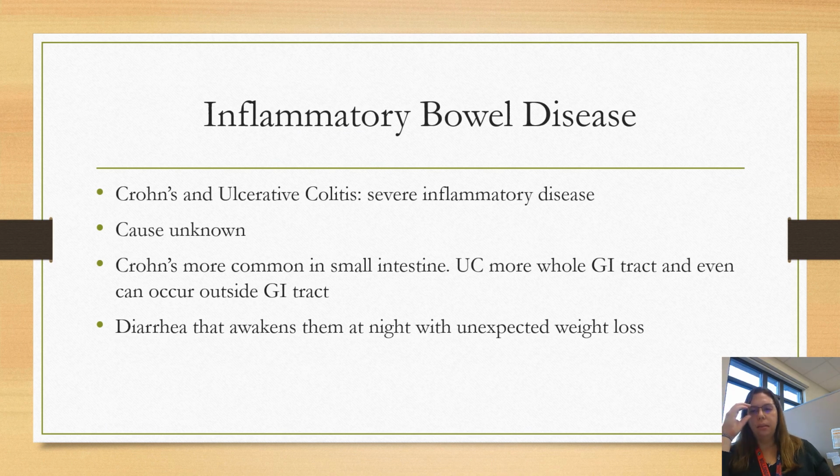Inflammatory bowel disease, alternatively, is like Crohn's or ulcerative colitis, and that's really when we do that colonoscopy for diarrhea. That's one of the big things we're trying to rule out, because it's a pretty severe inflammatory disease that, if it's not caught, people can end up having to have total colectomies and such. It's a pretty life-altering disease. Crohn's has more disease in the small intestine, while ulcerative colitis can involve the whole intestine, and sometimes even outside the GI tract.